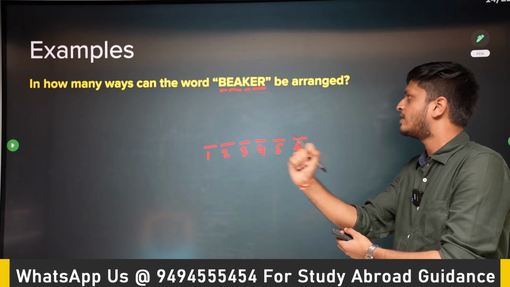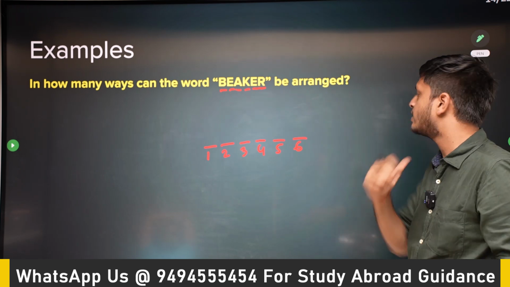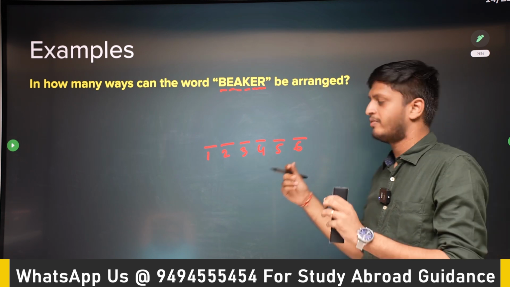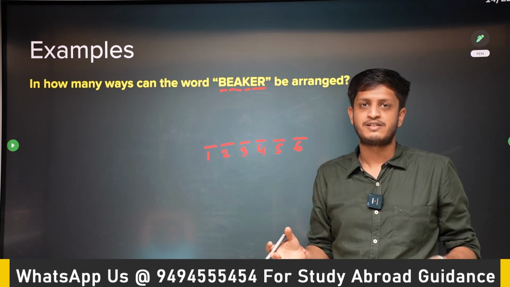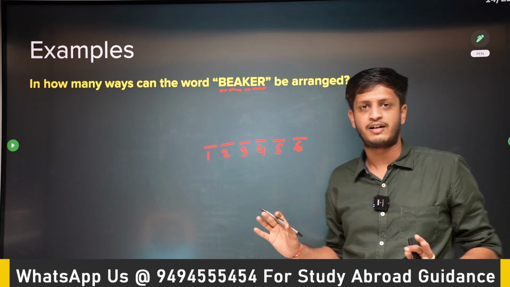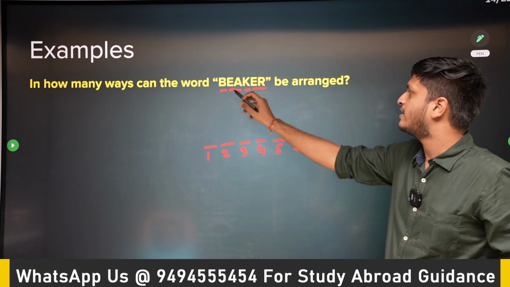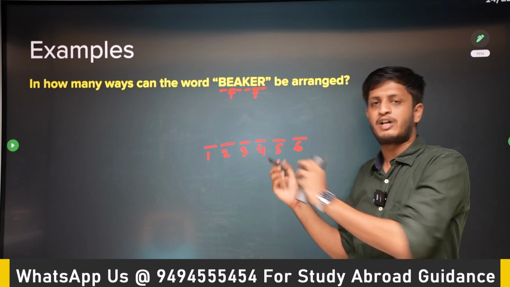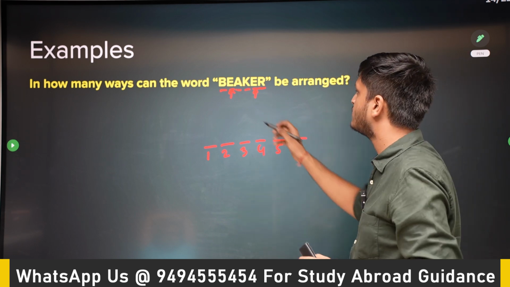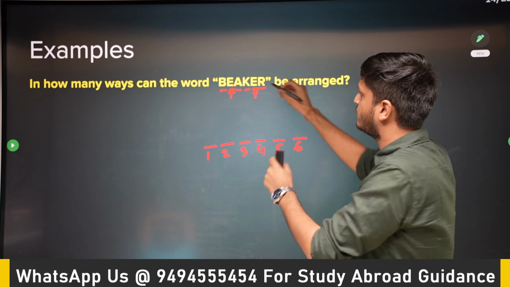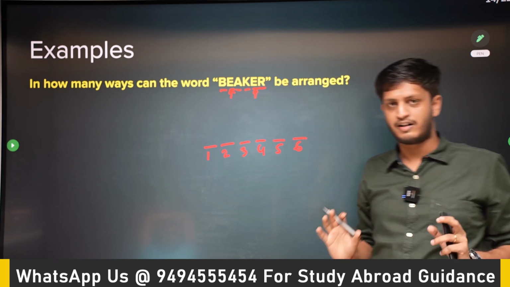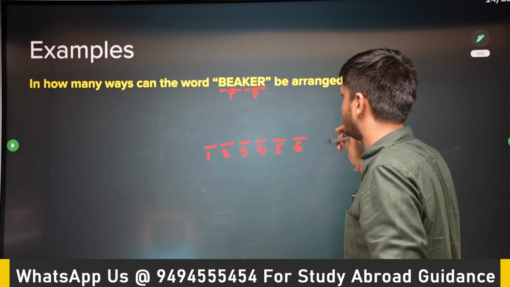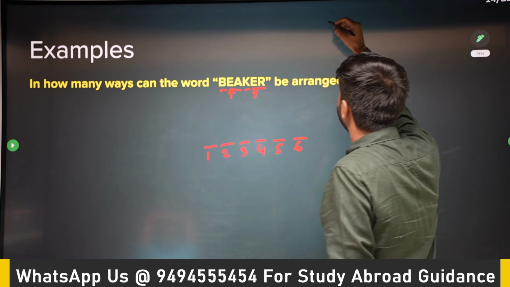Now, whatever we have learned so far, what will be your answer? It would have been 6 factorial, right? Forget for a moment that we have 2 E's. If we didn't have 2 same E's, the answer would have been 6 factorial. The number of ways in which we can arrange the 6 letters of the word BEAKER is 6 factorial. But there is a problem here. There are 2 E's. So what will happen?